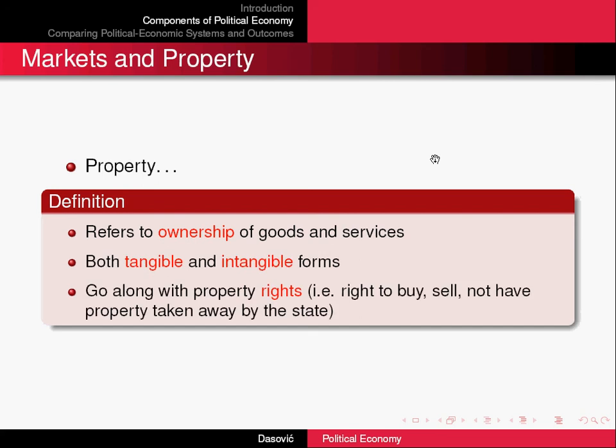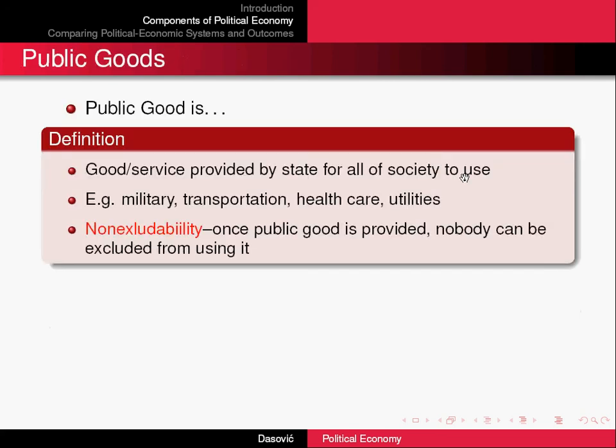Okay, so property, the public good. A public good is a good provided by the state for all of society to use. A key component of the public good is what's called non-excludability, which means that once a public good is provided, nobody can be excluded from using it. So, for instance, if the U.S. government is providing military defense of the country, then if you're in this country, you don't even have to be a citizen, you are partaking of it. No one can exclude you from using or benefiting from that public good.